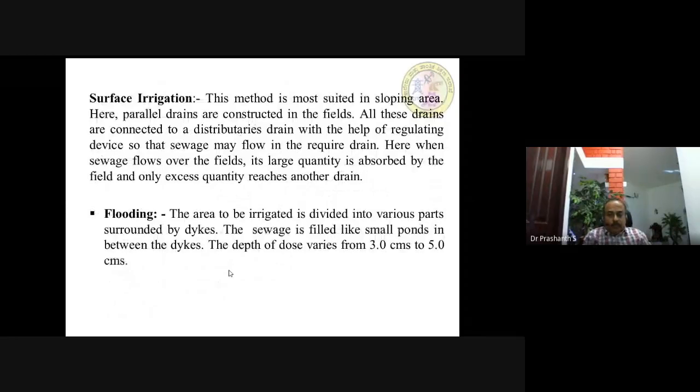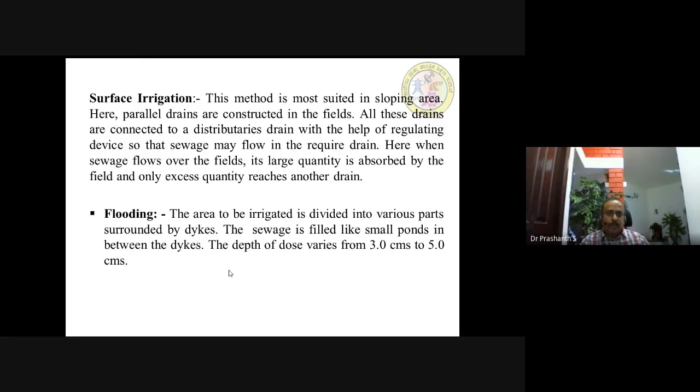Surface irrigation. This method is most suited in sloping areas. Here parallel drains are constructed in the fields. All these drains are connected to a distributary drain with the help of a regulating device, so that sewage may flow in the required drain. When the sewage flows over the fields, a large quantity is absorbed by the field. So it's nothing but, as the name says, applying on the field. Excess quantity reaches another drain.